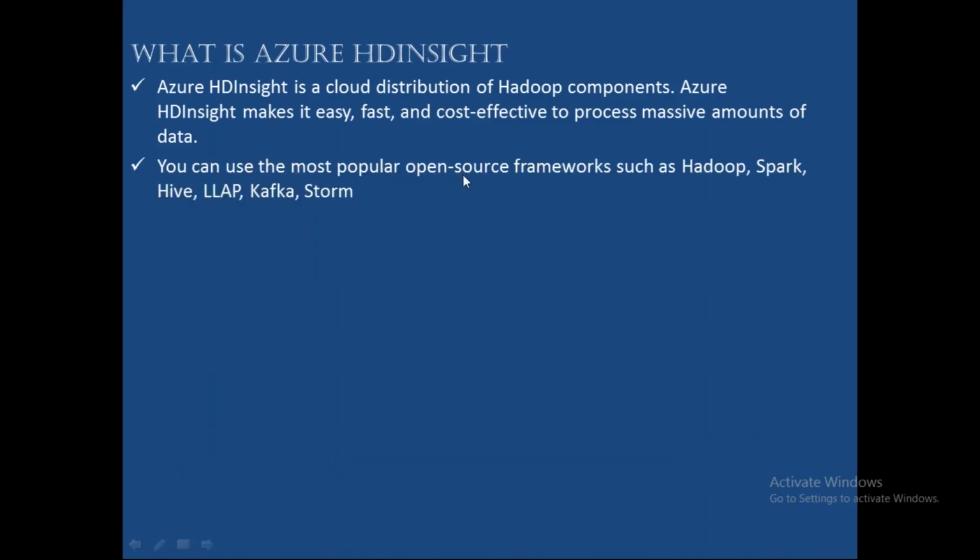Next, you can use the most popular open source frameworks with Azure HDInsight. For example, you can use a Hadoop cluster, Spark, Hive cluster, LLAP, and there are other clusters: Kafka, Storm, and machine learning services. There are different types of clusters you can create within Azure HDInsight.